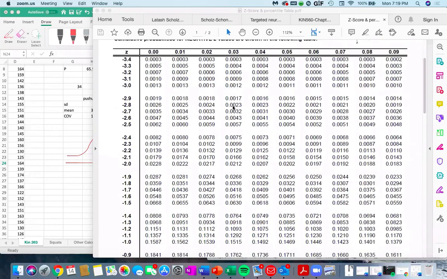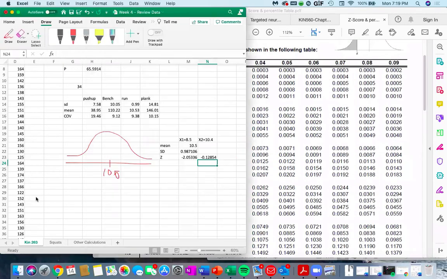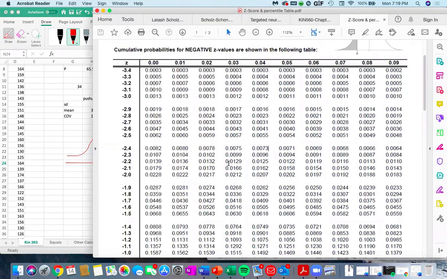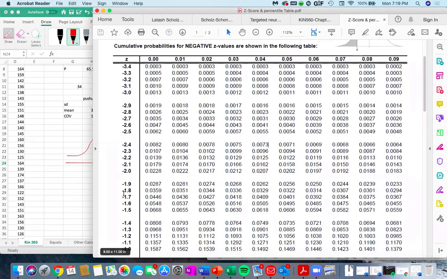Okay, so for 8.5, our z-score was negative 2.05. That would take us to our negative z-table. We go negative 2.0, 1, 2, 3, 4, 5. So we have a probability of 0.0202. That was my red marker. All right, so from here over, it's 0.0202.